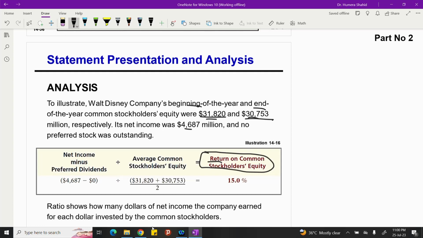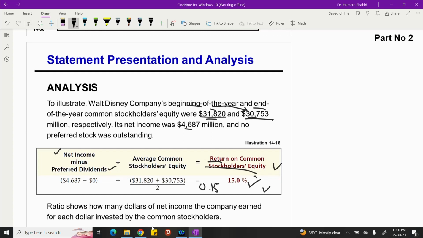What we are supposed to do is calculate return on common stockholders' equity. Firstly, we need to see what income is available for the common stockholders. Net income belongs to both preferred and common stockholders, so you deduct the preferred stockholders' dividend out of it so that you only have the income for the common stockholders. And divide it by common stockholders' equity, the average common stockholders' equity. Average means opening plus ending divided by 2. When you solve this expression, you get an answer of 0.15. Multiply it by 100, you get 15%. So remember, this ratio always has an answer in percentage.